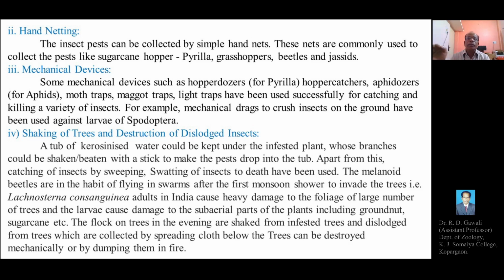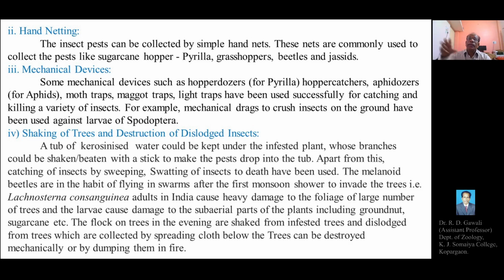So these are the different types of devices which can be used specifically for the catching or collection of different types of pests like pyrilla or aphids, and are called hopper dozers, hopper catchers, then aphidozers, then moth traps. There are certain traps which can be used for the catching of moths. Maggot traps and light traps have also been used successfully for catching and killing a variety of insect pests.